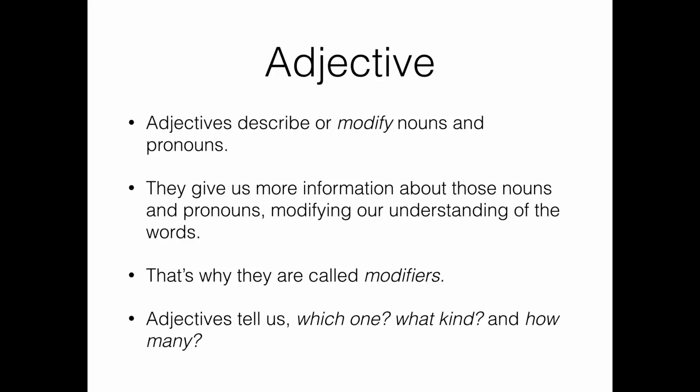Otherwise, we have pretty bland ideas. Adjectives add spice. So the questions you can answer with an adjective are which one, what kind, and how many. That's the key to deciding if something is an adjective. Does it tell you which one it is? Does it tell you what kind it is? How many it is? Then you're looking at an adjective.